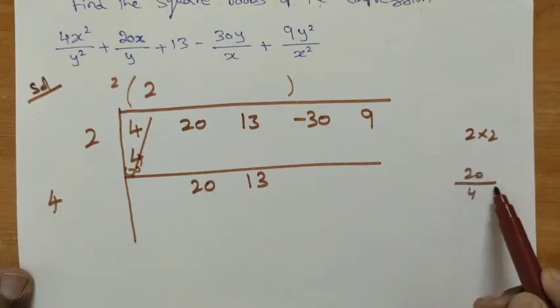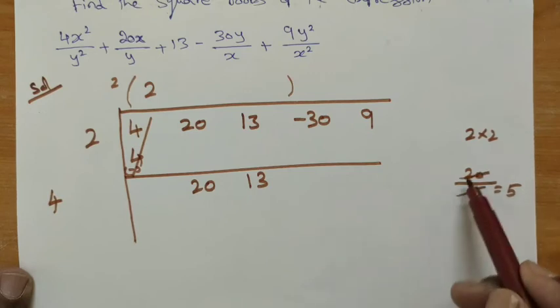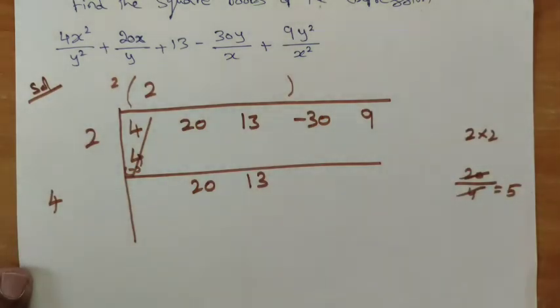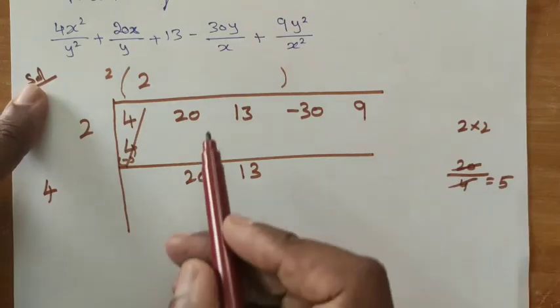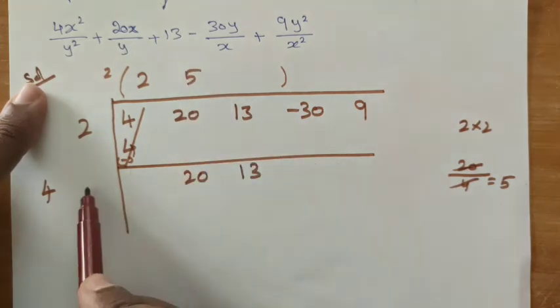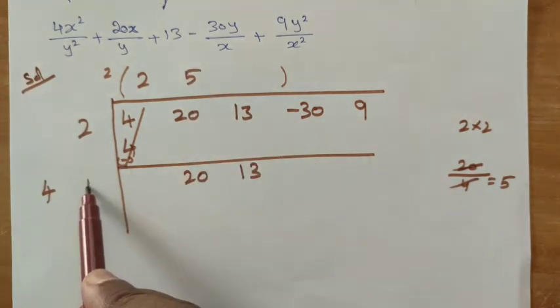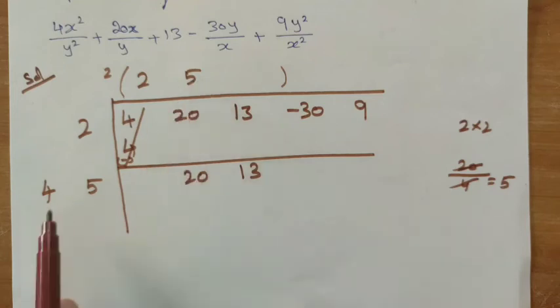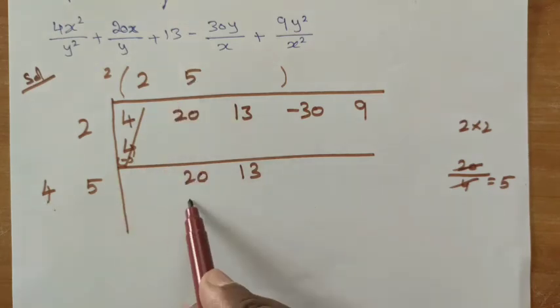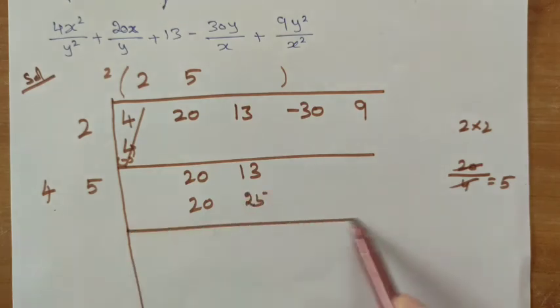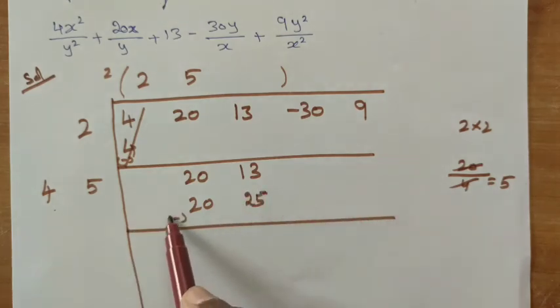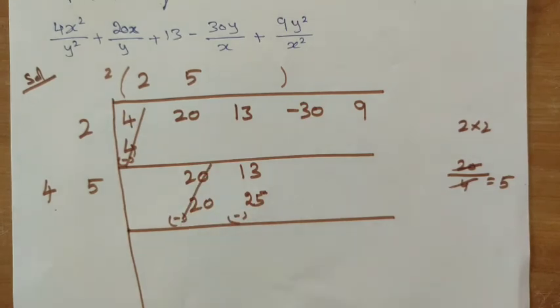And then here also our aim is to cancel the first term. 20 divided by 4, what do you get? That is 5. So here we have to put 5, and here also we have to put the number 5. Now multiply this number with here. 5 4s are 20, 5 5s are 25. And then we have to subtract this term. The first term becomes cancelled. We put the minus symbol.